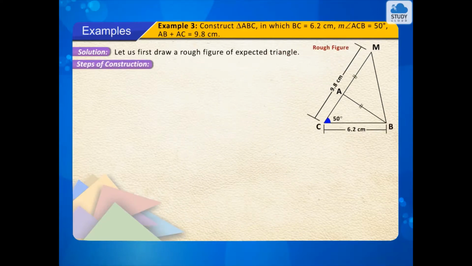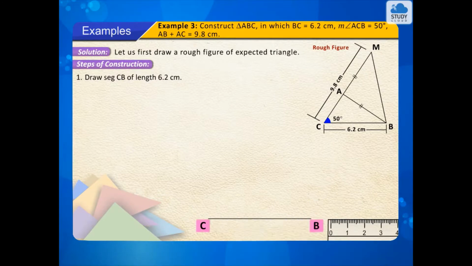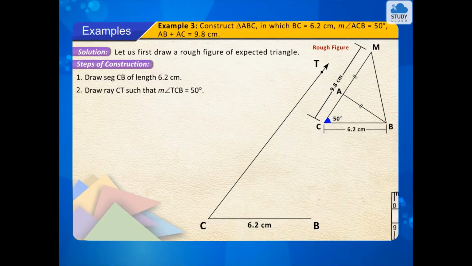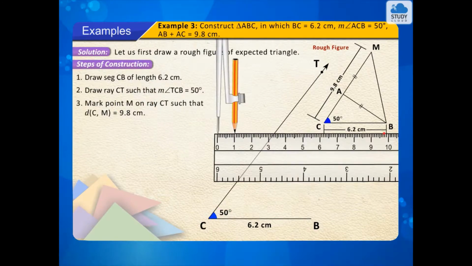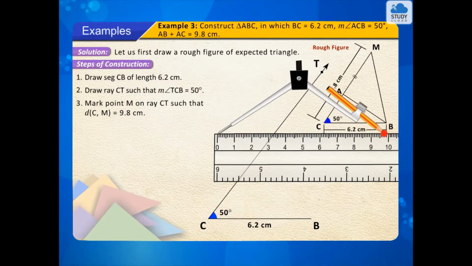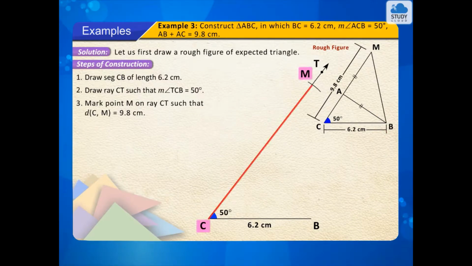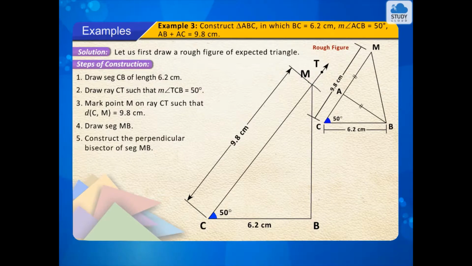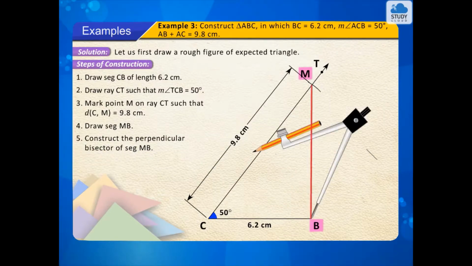Steps of construction. 1. Draw segment CB of length 6.2 cm. 2. Draw ray CT such that measure of angle TCB is equal to 50 degrees. 3. Mark point M on ray CT such that distance between C and M is equal to 9.8 cm. 4. Draw segment MB. 5. Construct the perpendicular bisector of segment MB.